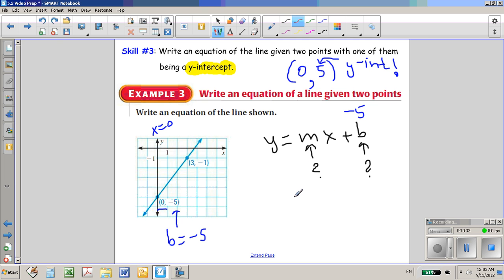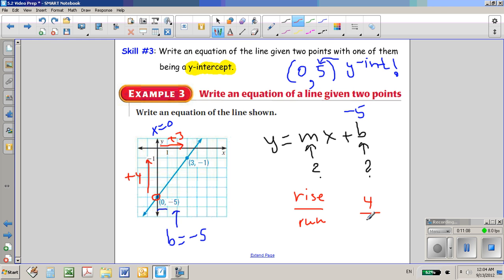So I'm given a graph, so I'm going to do rise over run. And if you don't have the graph, then you would use y2 minus y1 over x2 minus x1. Okay, so my rise is going to be, I'm going to go from left to right. So I go 1, 2, 3, 4. So I went up 4. So my rise is 4 here. And my run, I go to the right, so it's also positive. So it's 1, 2, 3, just 3 actually.